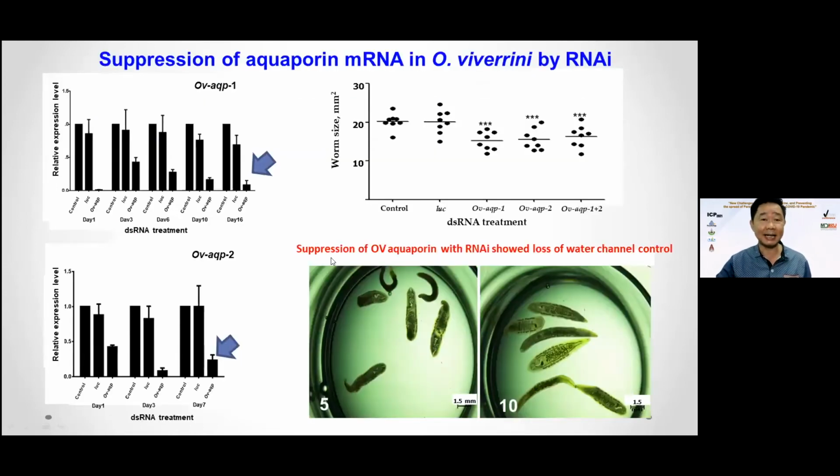And this is another example. This molecule is called aquaporin. We have shown that after introducing double-strand RNA into the adult worms, the messenger RNA expression is less than the control. And we tried to check the effect after the knockout. The experiment was very easy, because aquaporin is the water channel that controls water getting into the worm.